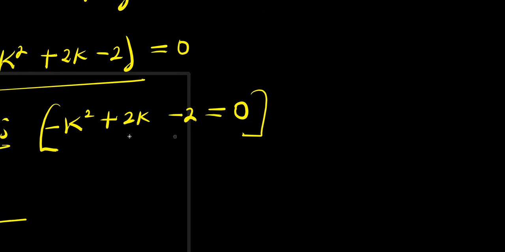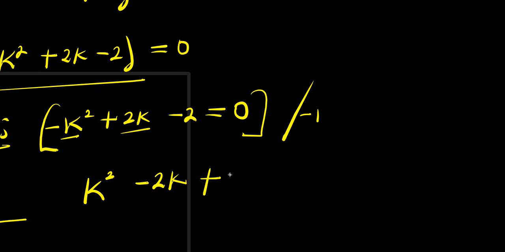Now here is a quadratic equation, but before we can solve, we need to make it a perfect quadratic equation by changing this coefficient to positive. So I need to divide this by -1. I have negative k² divided by -1, I have k². This divides -1, I have -2k. This divides -1, I have plus 2. And this equals 0.